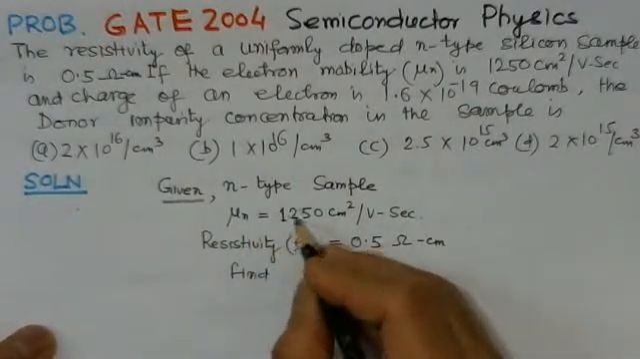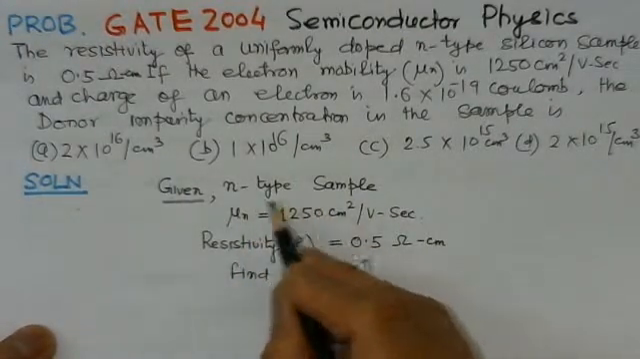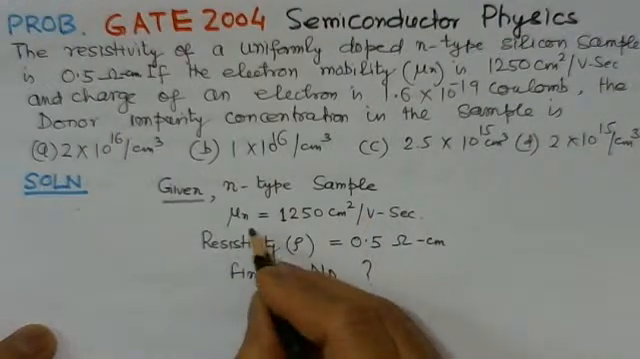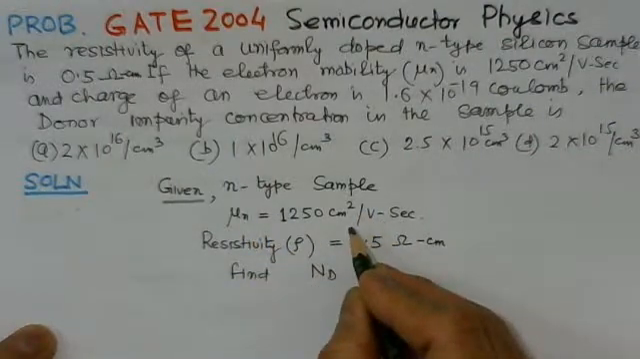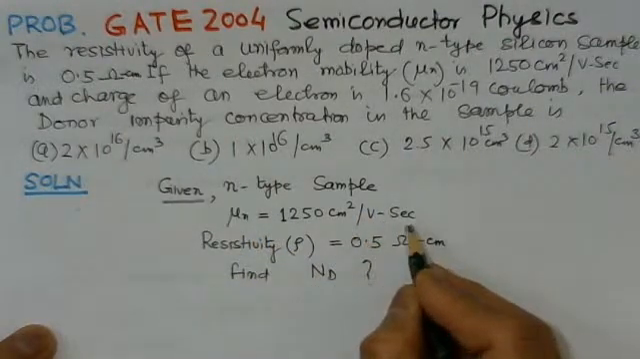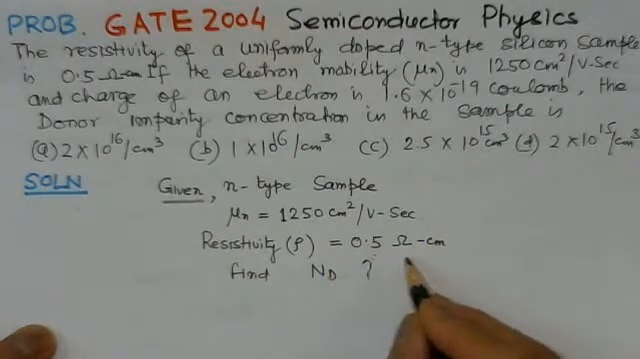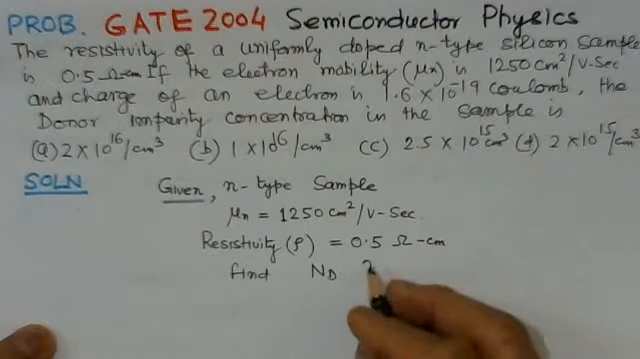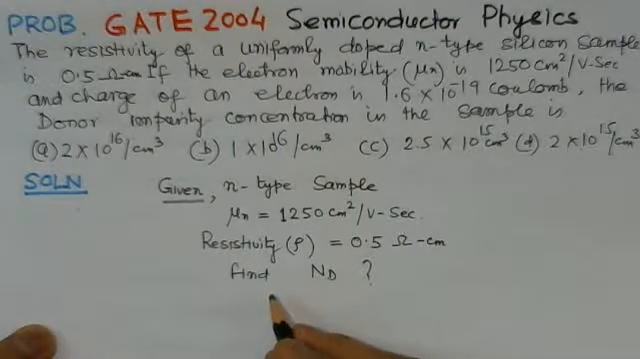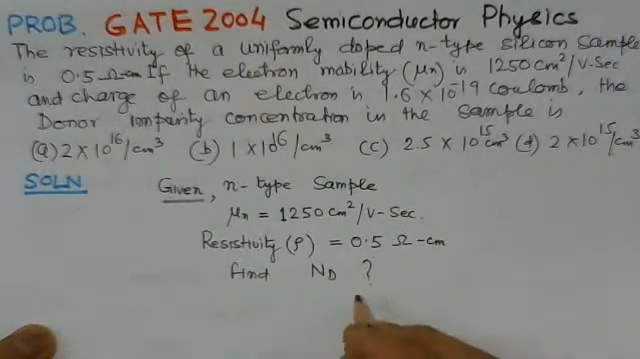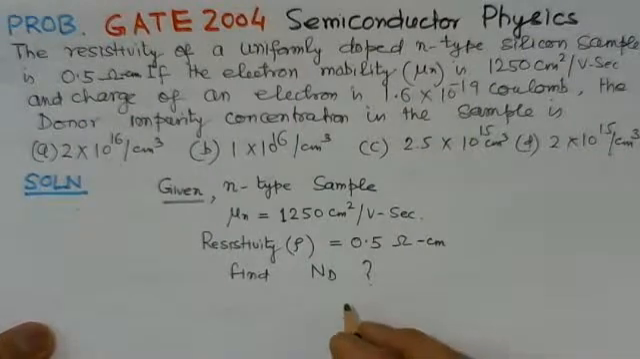In this problem, the given things are: the sample is of N-type, the mobility of electrons in the N-type sample is given, and the resistivity of the sample is given as 0.5 ohm centimeter, and we have to find the donor impurity concentration.